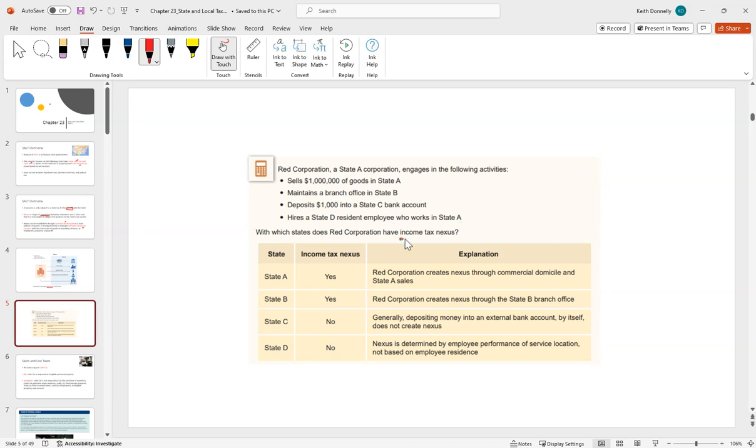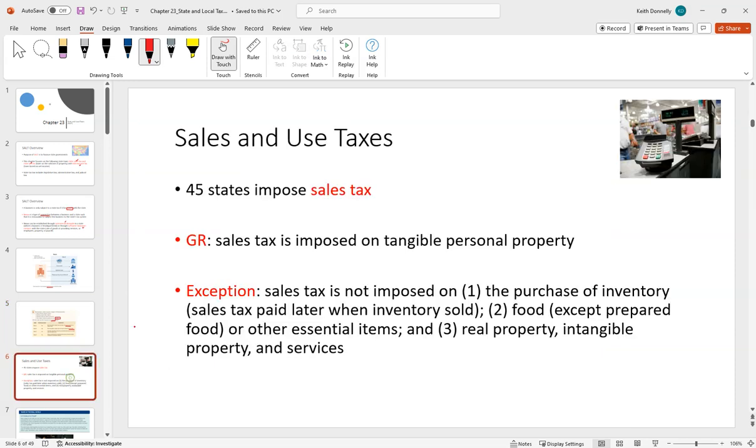Where do they have income tax nexus, right? So this is just showing nexus here. State A, yes, right? Commercial domicile. State B, yes, they have a branch office. State C, no, right? Putting money just into a bank account by itself is not going to rise to the level of nexus. And then state D, right? Well, it would be no, right? Even though that resident is from state D, we don't look to see for nexus purposes where they reside. Rather, we look to see where they work in state A, right? So the answer there for state D would be no.